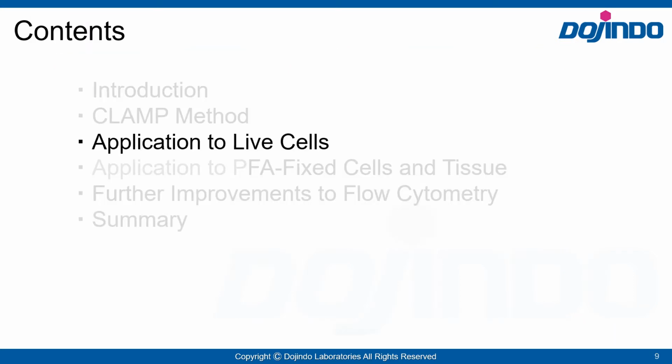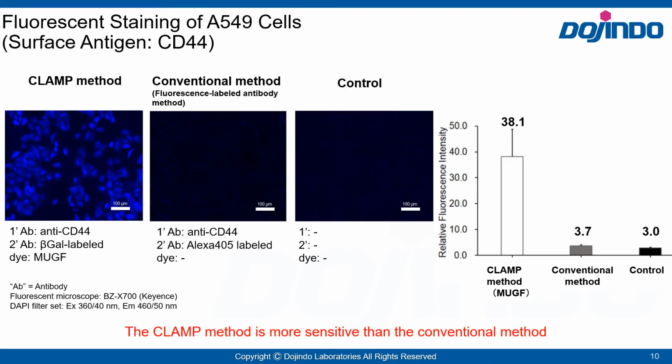First, let's demonstrate clamp's compatibility with live cell samples. In this example, our sample cells are live A549 cells, and fluorescent staining is being used to detect CD44, a specific cell surface antigen. Among the staining images here, we have clamp method staining on the left, conventional fluorescence-labeled antibody staining in the middle, and an image with no stain on the right, our control. As you can see, the clamp method clearly produces fluorescence, while the conventional stain showed almost no fluorescence. This is evidence of the higher sensitivity that the clamp method possesses.